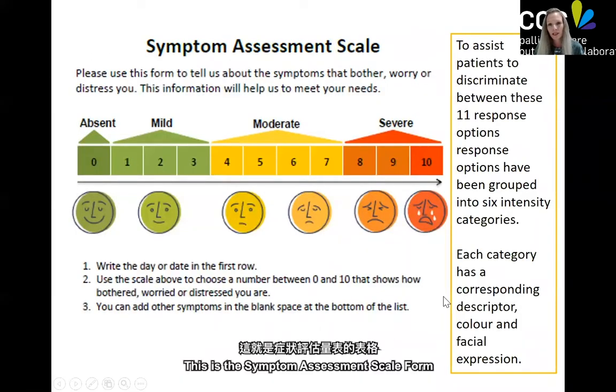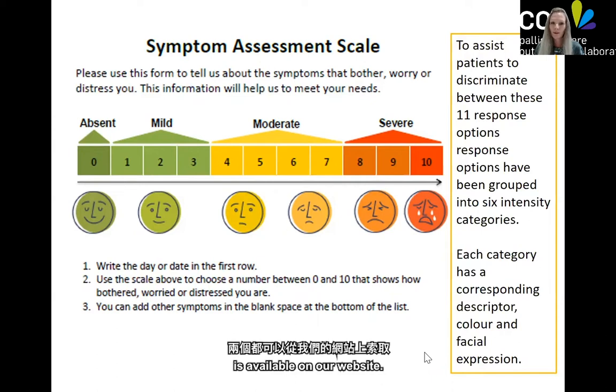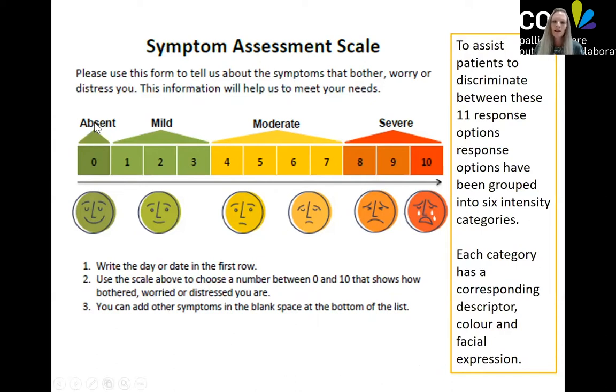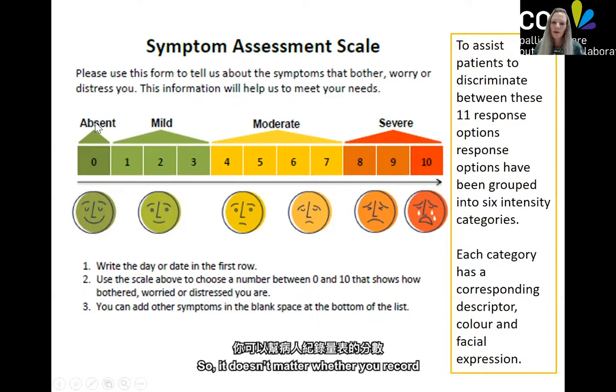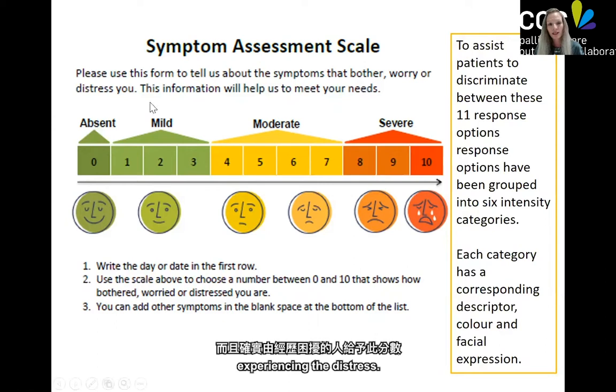This is the Symptom Assessment Scale form, but it's also available in a brochure format and a plastic ruler format that is available on our website. So it doesn't matter whether you record the scores for the patient or they do it themselves, as long as you've had a conversation and the score comes from the person who's experiencing distress. You can see we've added here words like bother or worry to help people interpret distress.